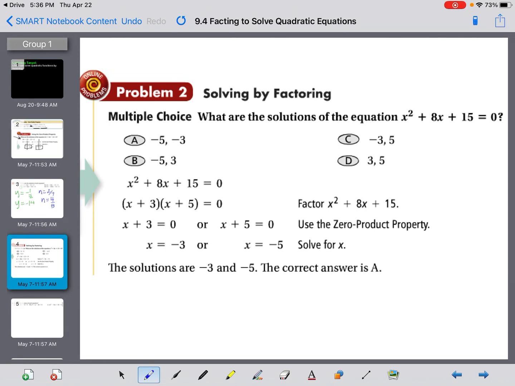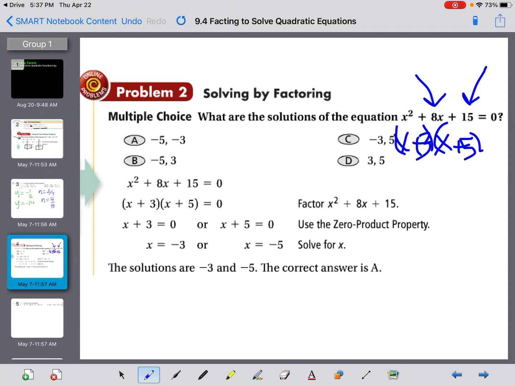Okay, the second way is to solve by factoring. Okay, what are the solutions of x squared plus 8x plus 15? We have practiced factoring for so long, this should be easy at this point. So now we are looking to separate this into our two binomials. We know that to get x squared, we have to have an x times an x. And then we need to figure out what number multiplies to be 15 but adds to be 8, which happens to be 5 and 3.